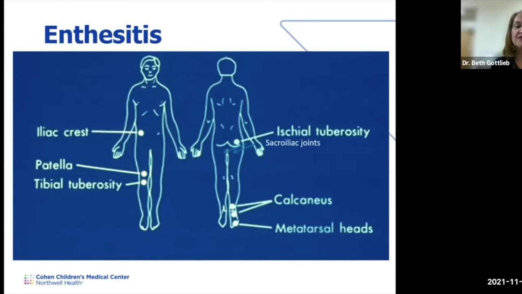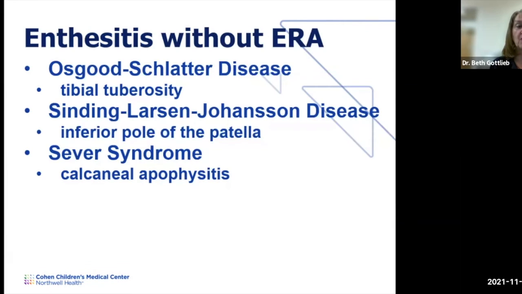And I just want to show you the sites of enthesitis. I know I pointed it out on exam, but these are lots of sites where tendons insert to bone and can be painful. These are the most typical: the tibial tuberosity, Osgood-Schlatter, inferior pole of the patella, Sinding-Larsen-Johansson, and the calcaneus, which we call Sever's syndrome.